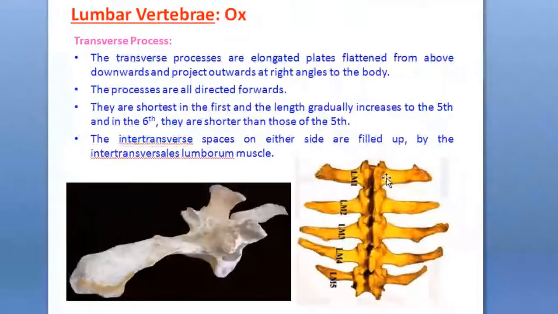The transverse processes are flattened in nature. They arise from the body forming a right angle, and these transverse processes project forwards. The length of these transverse processes is shorter in the first, then gradually increases up to the fifth, then abruptly shorter. This is 1, 2, 3, 4, 5. The sixth one is present here. In this photograph, the sixth one is not available. The sixth one is abruptly shorter.